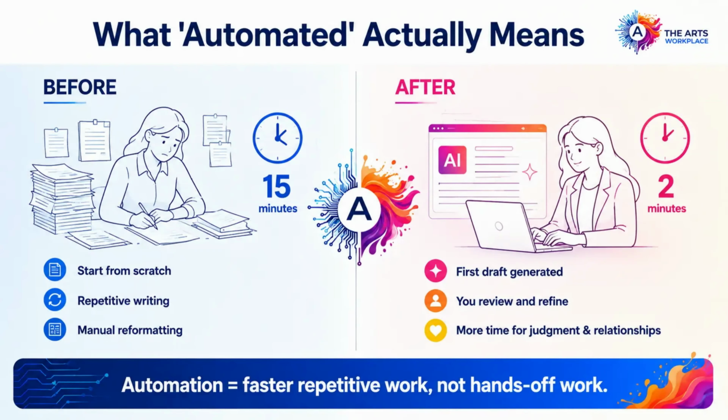What does automated actually mean for most small nonprofit teams? Not fully hands off, not a robot sending letters without you. It means the repetitive cognitive work gets done faster so that the human work, the judgment, the relationship, the decisions, can happen in the time you save. That reframe matters because a lot of people hear automated and either think it sounds scary or think it sounds too good to be true, but it's neither.